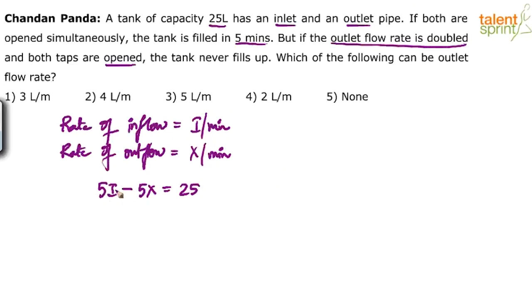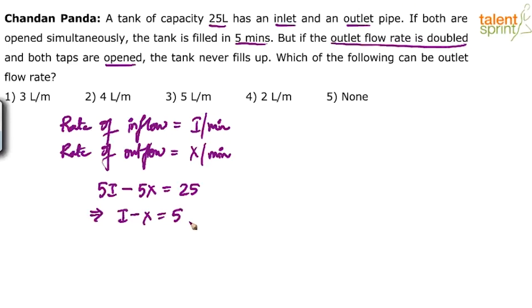In 1 minute you can fill I liters, so in 5 minutes you will fill 5I liters. In 1 minute you can remove X liters, so in 5 minutes you will remove 5X liters. The difference of these two will give you 25 liters. Or we can simplify this further: I minus X is equal to 5. Right? Now the rate of outflow is doubled.